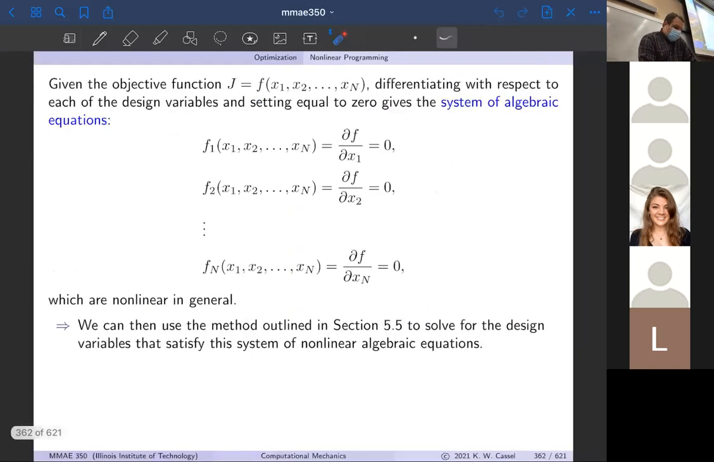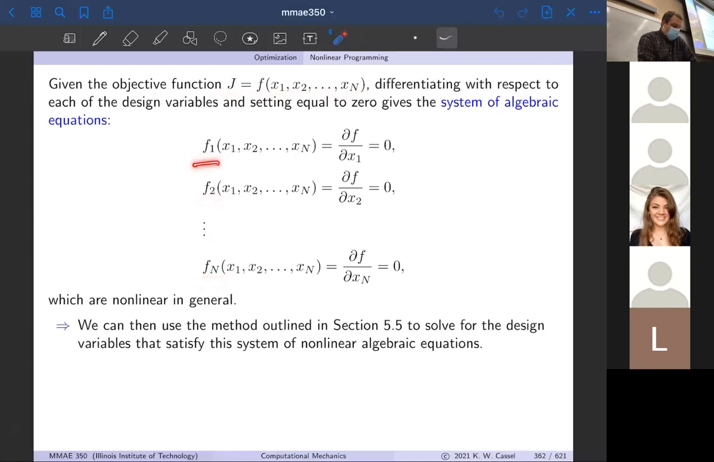So the conversion is done like this. We have our f of x1 through xn, that's our J, that's our objective function. If we differentiate J, our one function, or f, whichever way you want to look at it, if you differentiate f with respect to each of the design variables, then you get n equations. So we'll call those f1, f2 through fn.